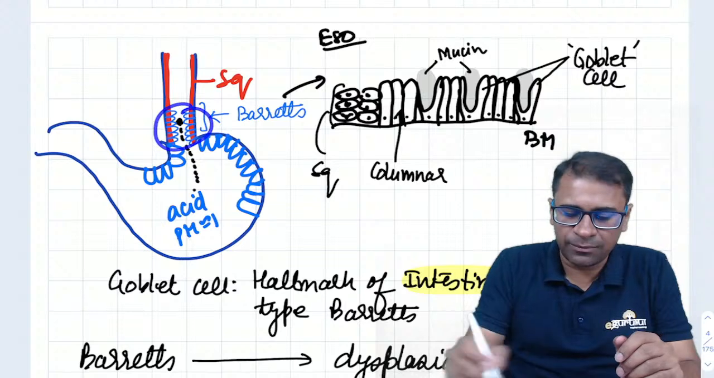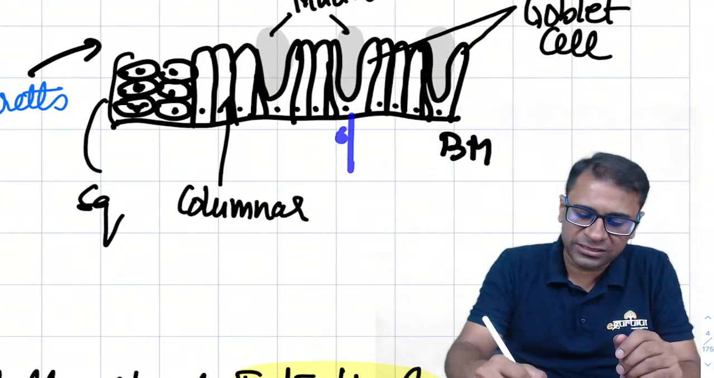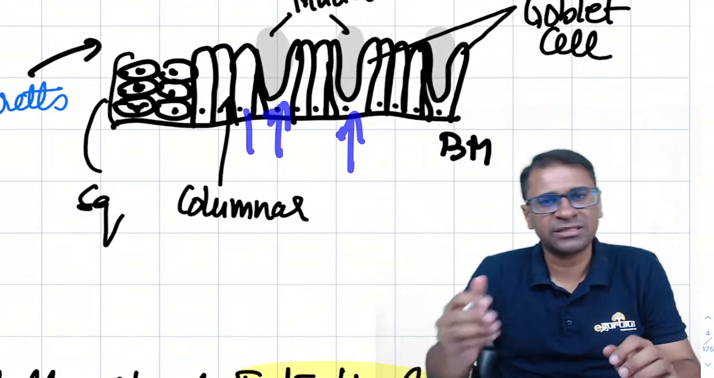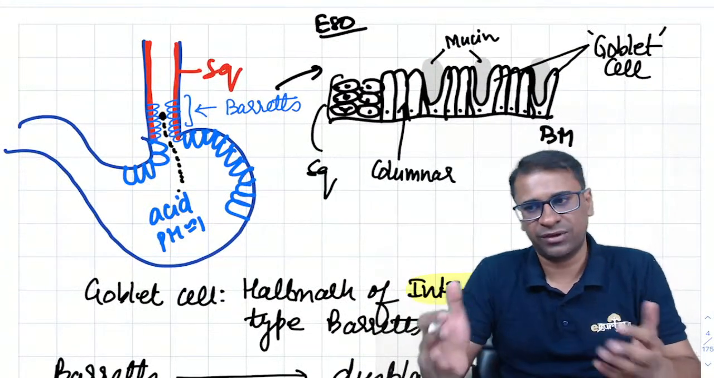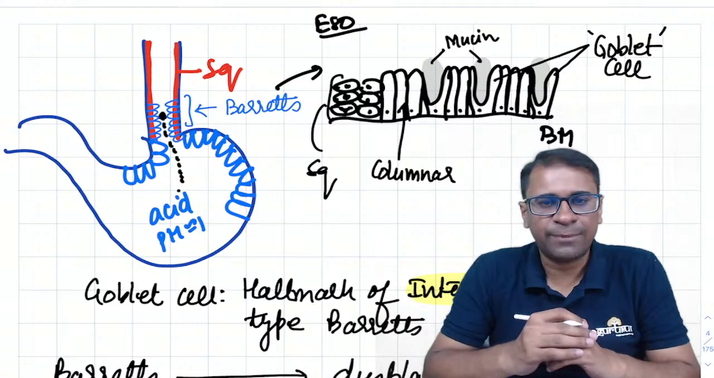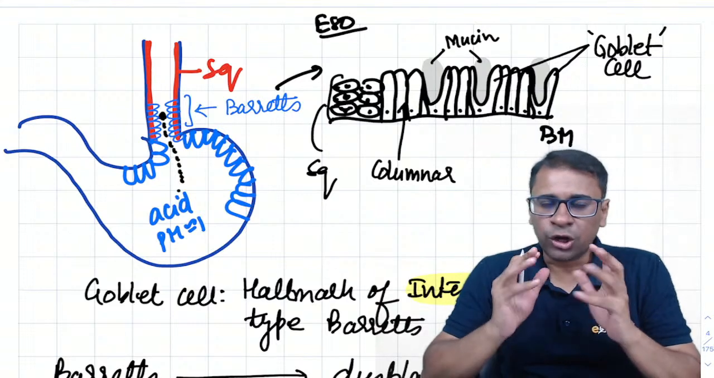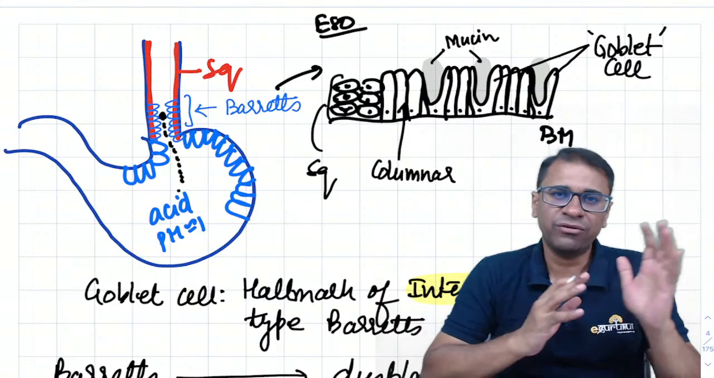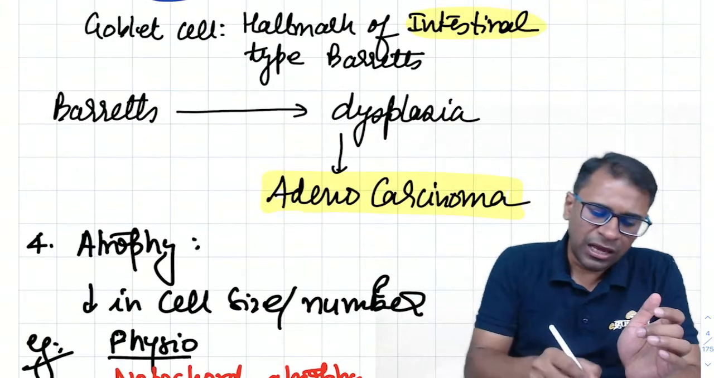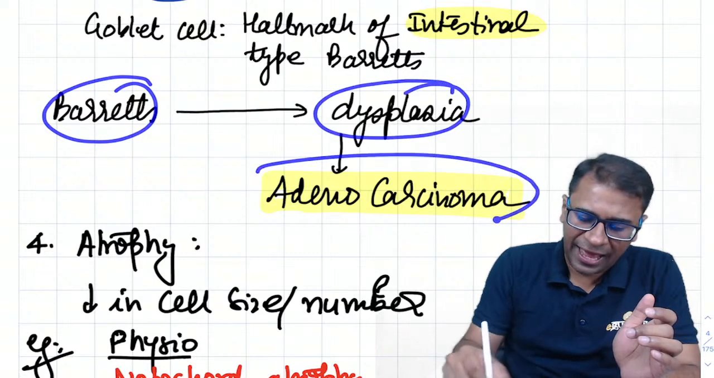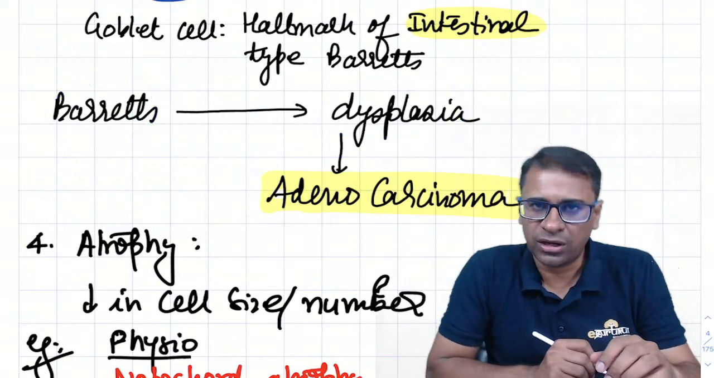Often this type of epithelium has goblet cells in between, because normally we see goblet cells in the large intestine, and hence we can call this intestinal type of metaplasia. Remember one thing, the goblet cell is a hallmark finding of metaplasia. Barrett can go to dysplasia, which can then progress to adenocarcinoma.